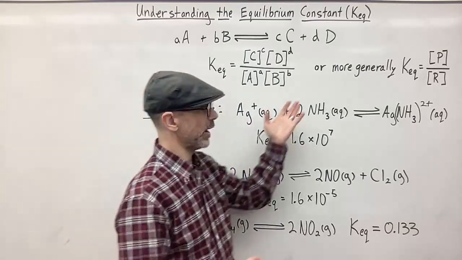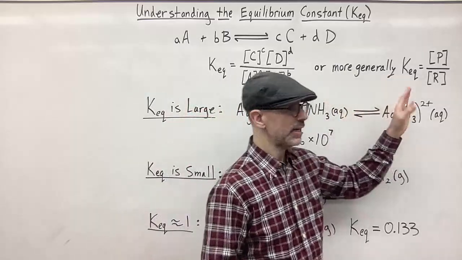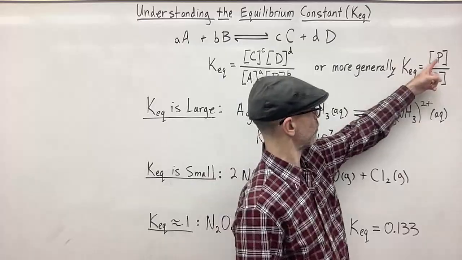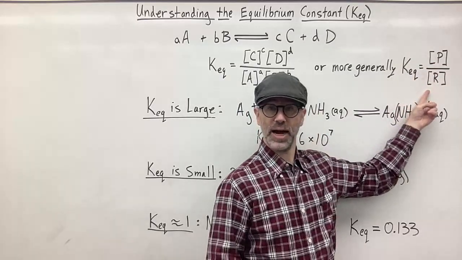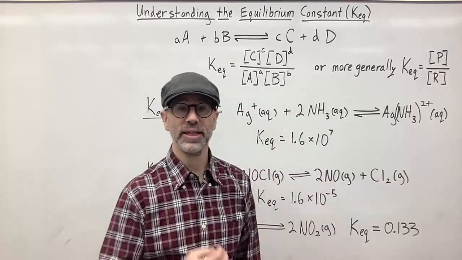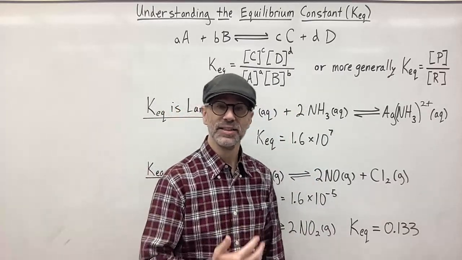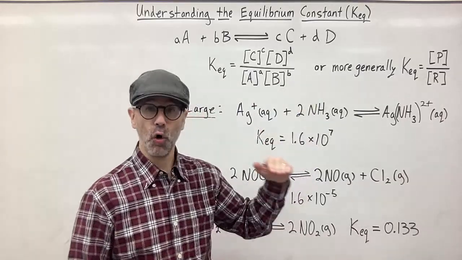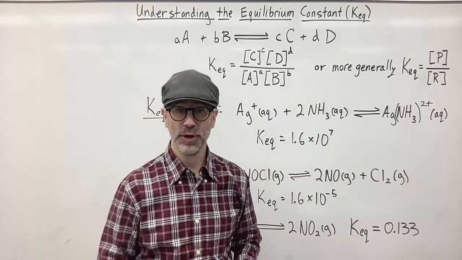More generally, the way you can understand this is by the concentration of products over the concentration of reactants. P for products, R for reactants. So that's very, very generally what the equilibrium constant is. It's a ratio of the concentration of products over the concentration of reactants.